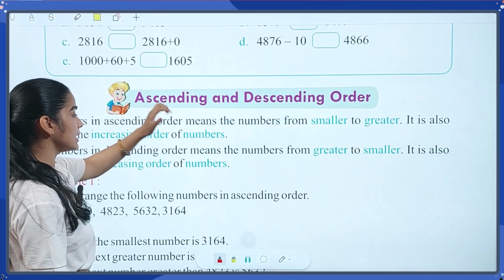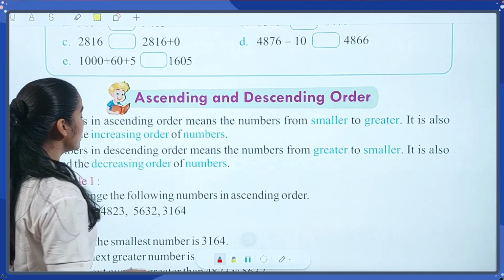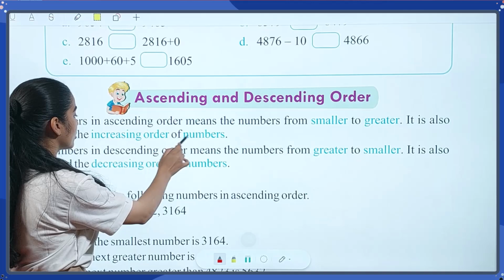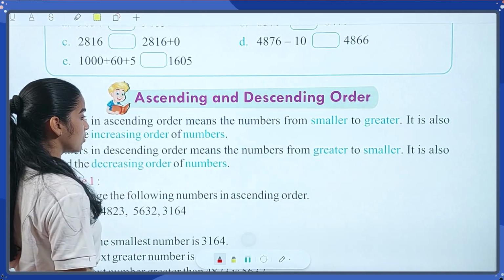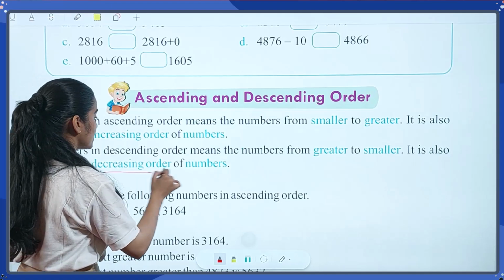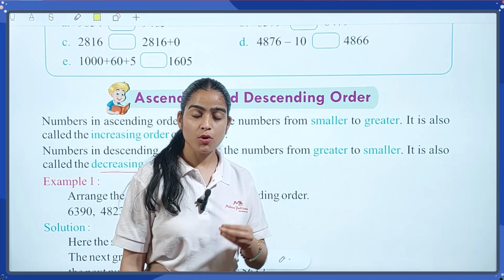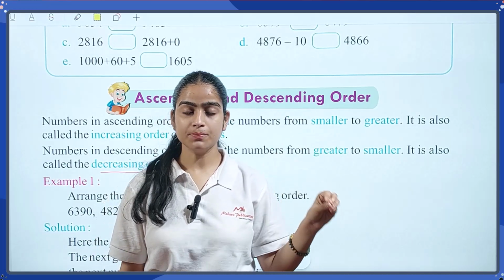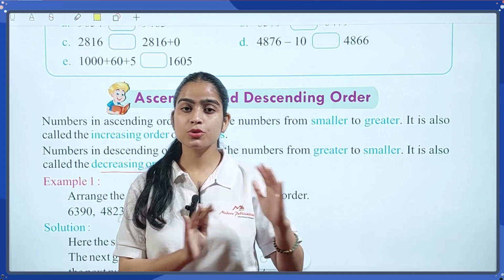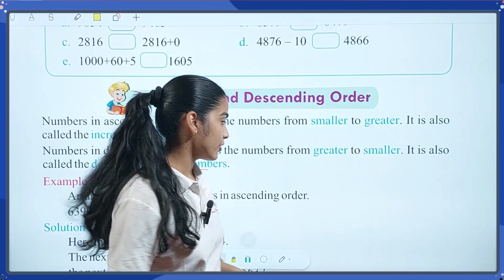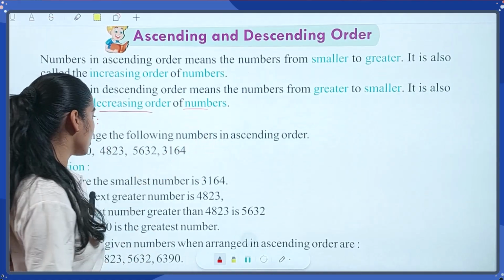Now, ascending and descending order. Numbers in ascending order means the numbers from smaller to greater. It is also called the increasing order of numbers. Numbers in descending order means the numbers from greater to smaller. It is also called the decreasing order of numbers. It means when we are arranging the numbers from smaller to bigger, it is in the ascending order, and when we arrange the numbers from bigger to smaller, then it is called the descending order. So example number 1, arrange the following numbers in ascending order.